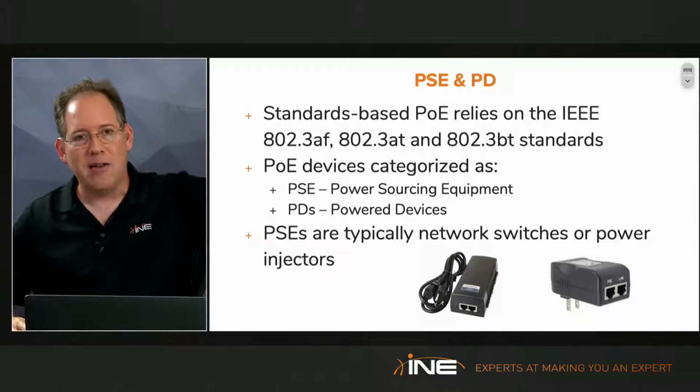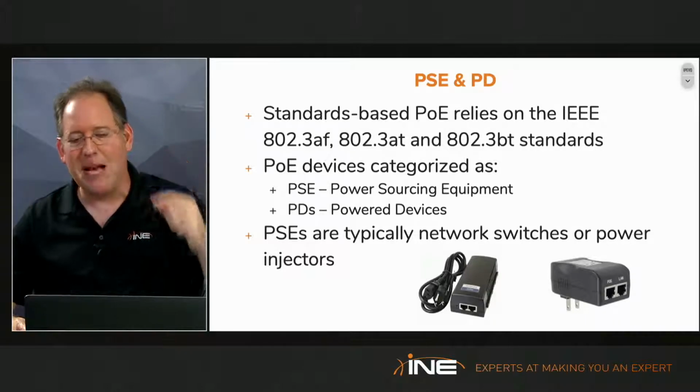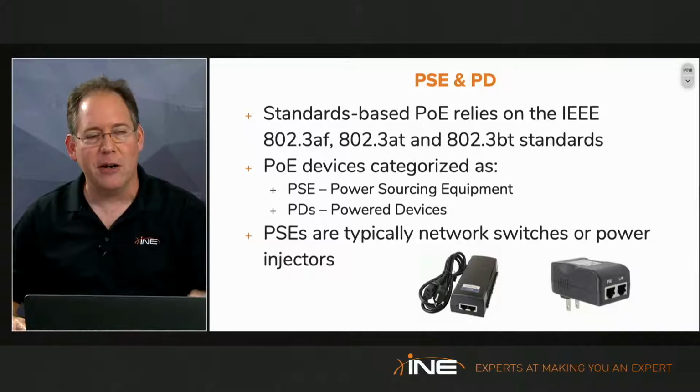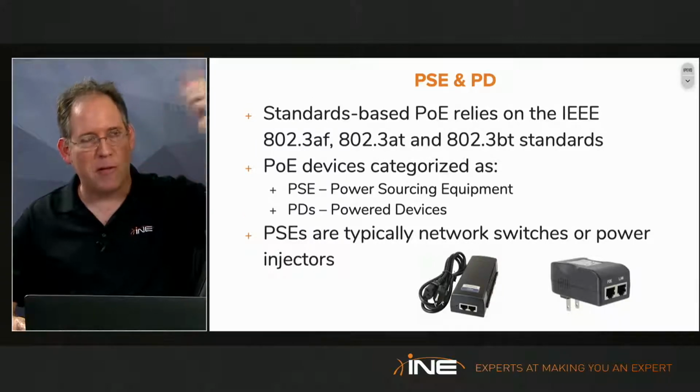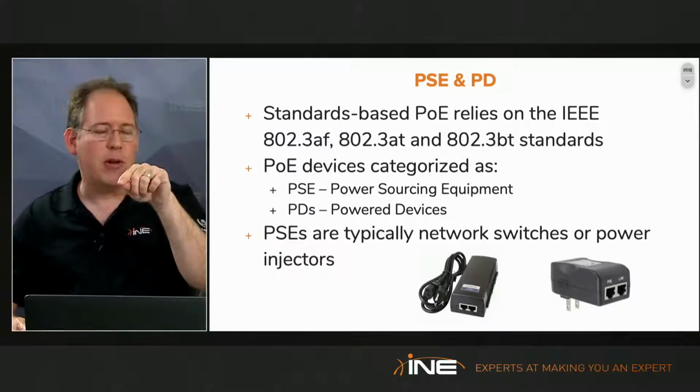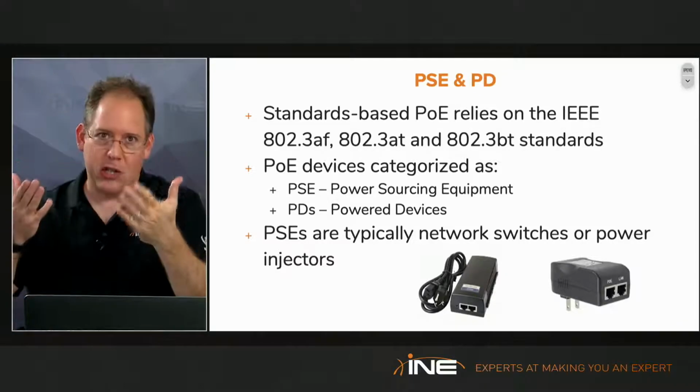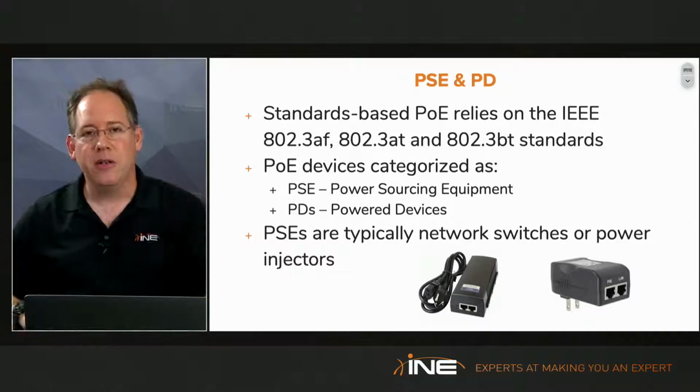The switch would have an Ethernet cable that runs down to the power injector. Notice that there's 2 ports on here. So one port would accept the cable from the switch. The other port on the power injector would inject power, and that would lead down to the powered device.